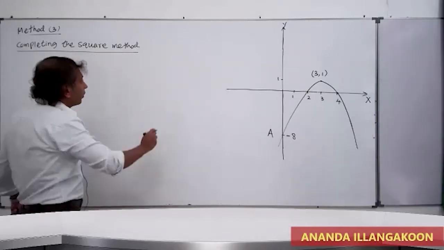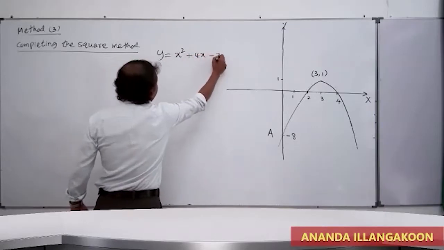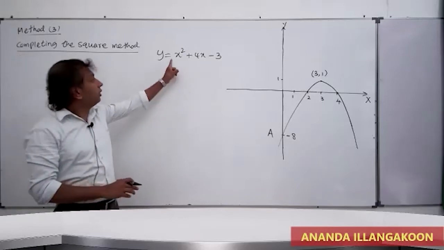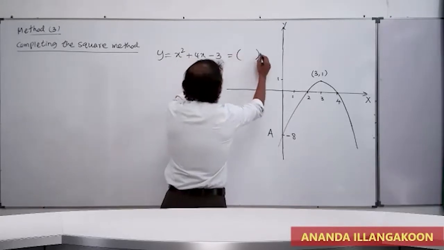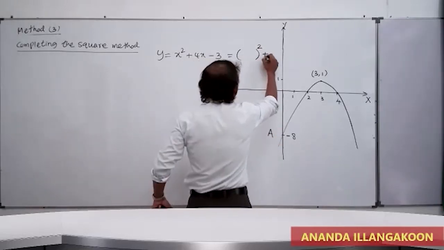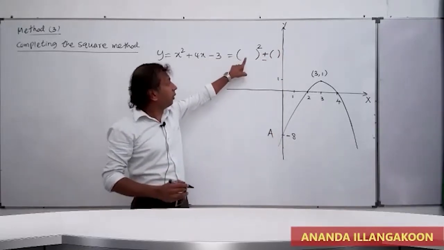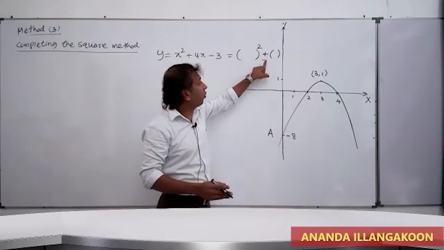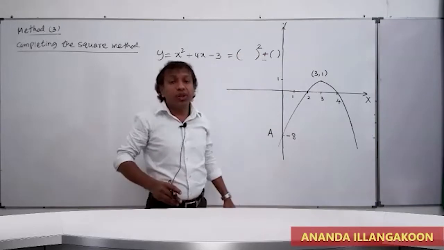Now, suppose we are given something like this: x squared plus 4x minus 3. People, completing the square means these 3 terms we can write as a perfect square of a linear function in x after the bracket, with a plus sign or minus sign and a particular value. Converting these 3 terms to this form is called completing the square.